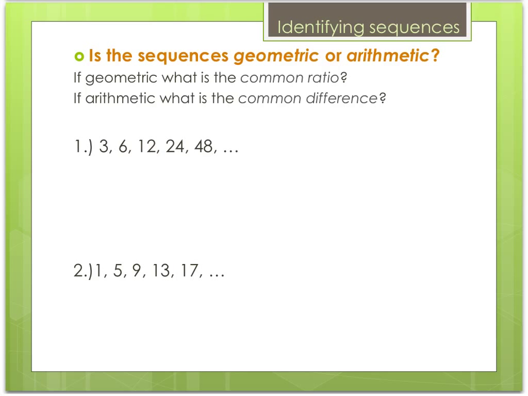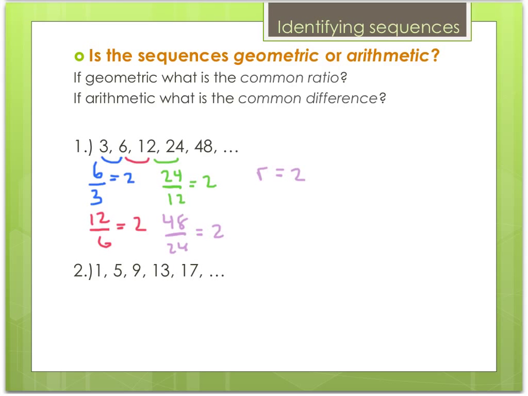So let's check to see if this is geometric. If it's geometric, I can take the ratio of the terms and find the common ratio. So 6 over 3 gives me 2. And then if I do 12 over 6, again I get 2. If I do 24 over 12, again I get 2. And 48 over 24, again I get 2. So it looks like my common ratio is 2, so r is 2. You can also just see that each time we are multiplying by 2.